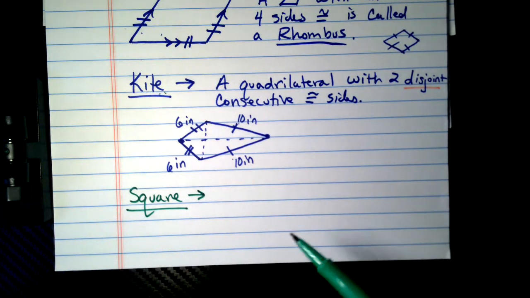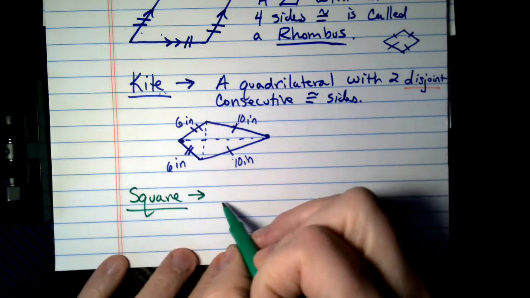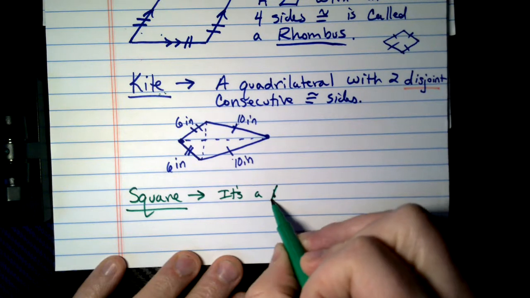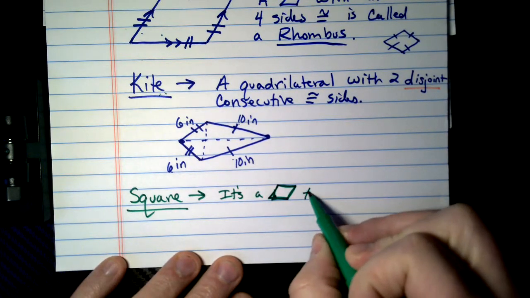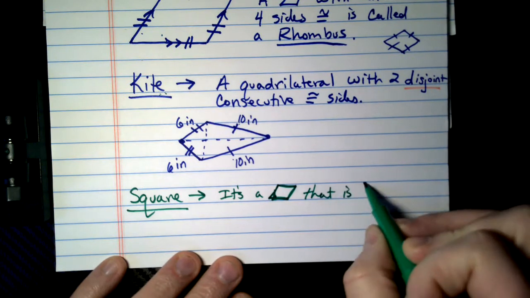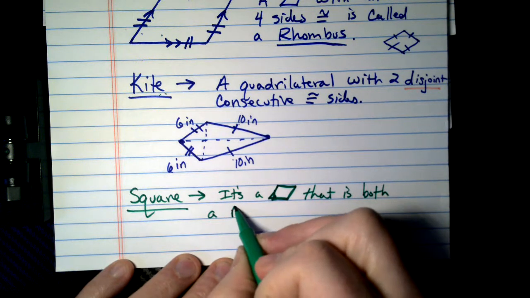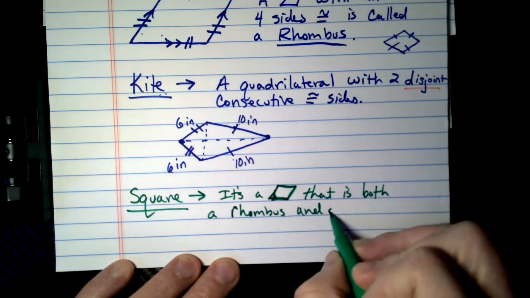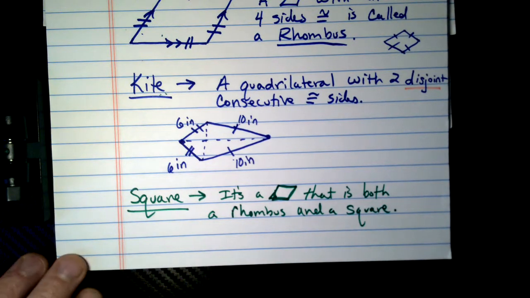All right, a square kind of has all the properties of all the special quadrilaterals that we talked about before. So it's a parallelogram. Let's use the parallelogram symbol. It's a parallelogram that is both a rhombus and a square. It's both a rhombus and a square.